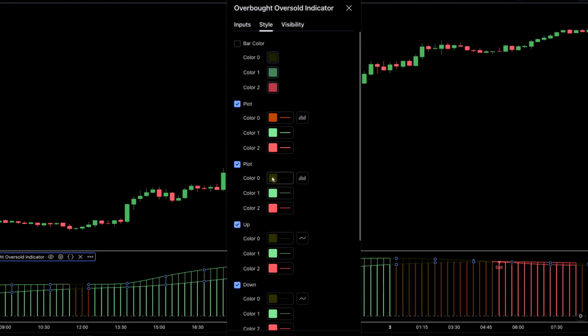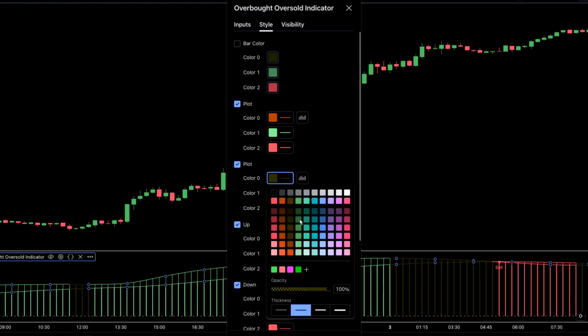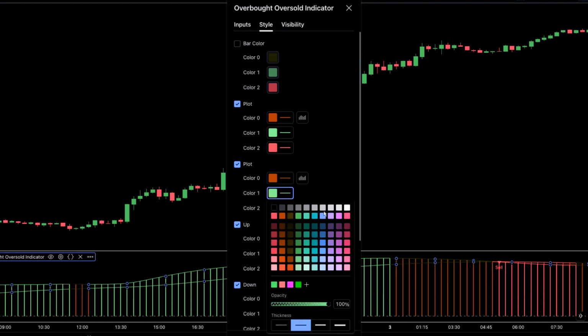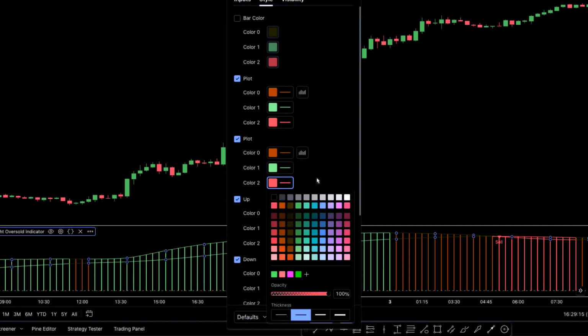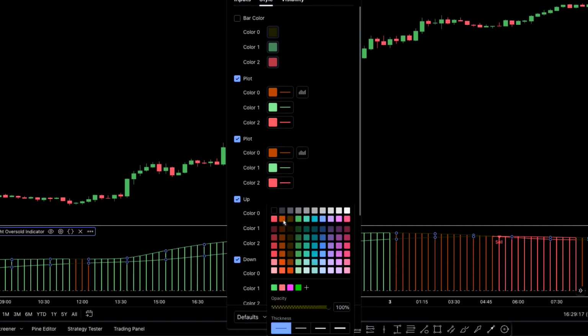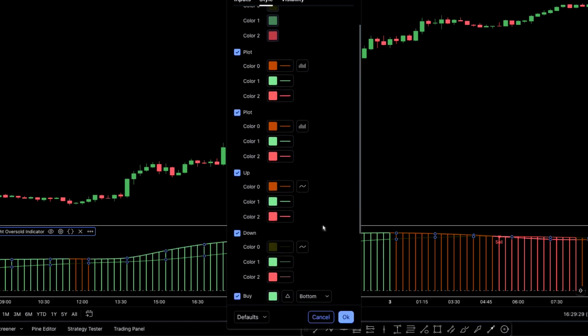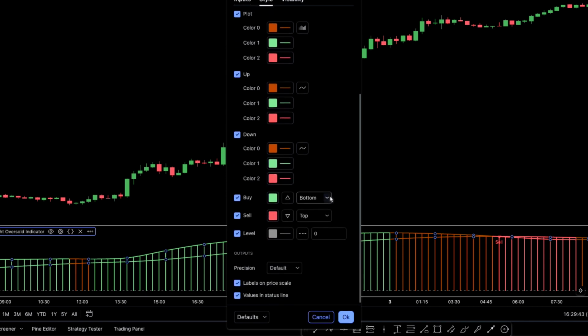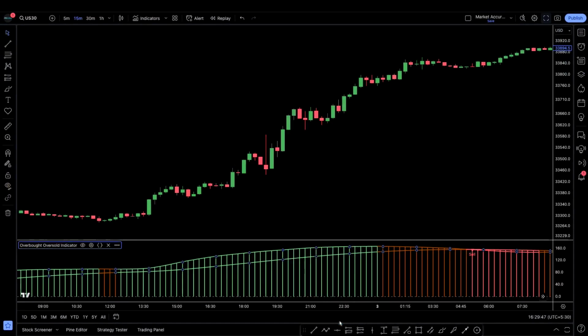Similarly, here also in the plot option, we will change color 0 from yellow to orange and increase the thickness. Now we will also increase the thickness of color 1 and 2. And we will set the up and down option in the same way, as you see here. All is well, now click on OK.